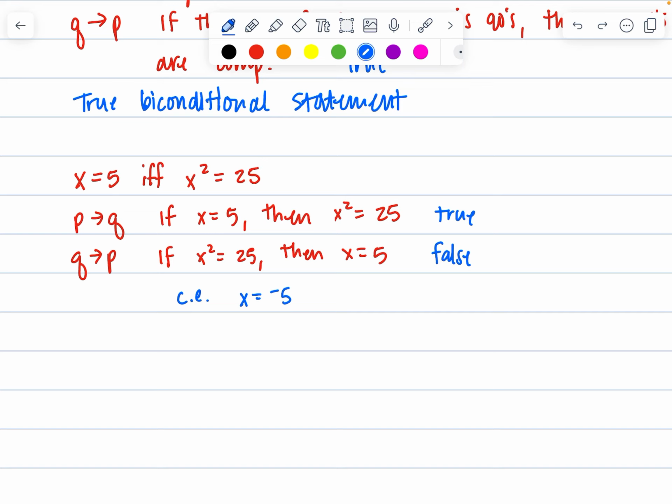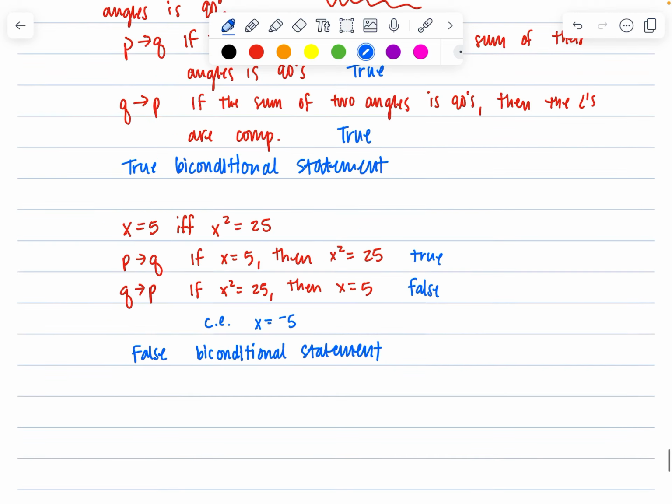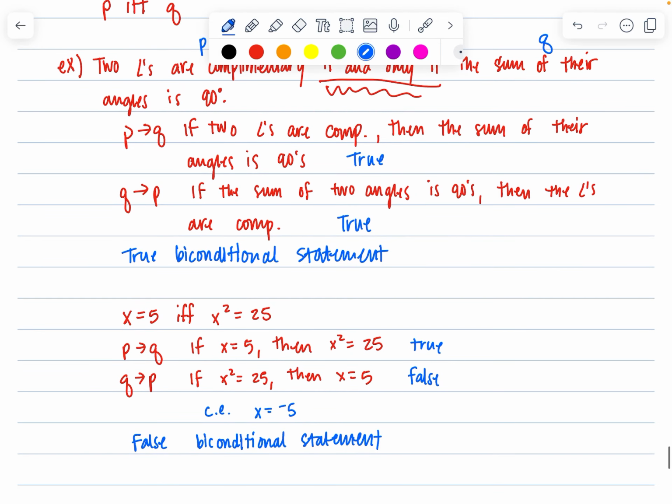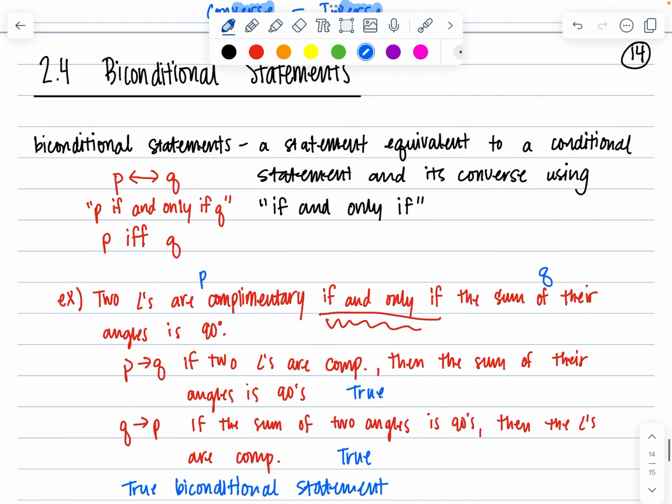Now, biconditional statements do not have to be true. So in this particular case, this is a false biconditional statement. So it doesn't have to be true. It's just the way you write it. And we use the special symbols, the double arrow, for if and only if. You write "if and only if," or you write the double iff.